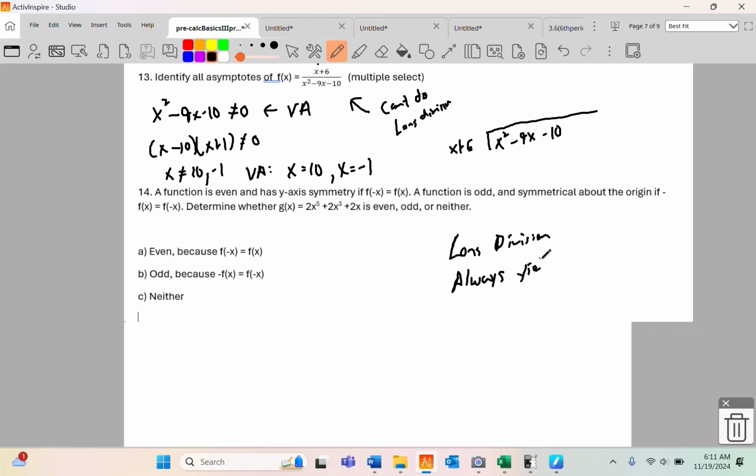Always yields asymptotes. Now, will x plus 6 enter x squared minus 9x minus 10? No. 0 times. Which, coincidentally, is what the horizontal asymptote is. The horizontal asymptote is y equals 0.